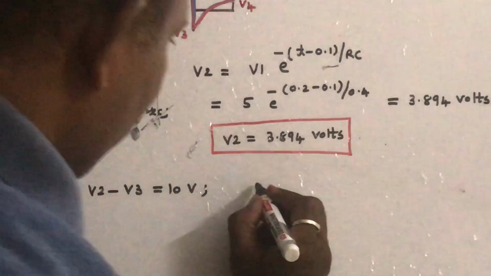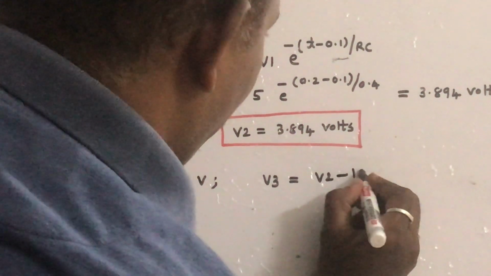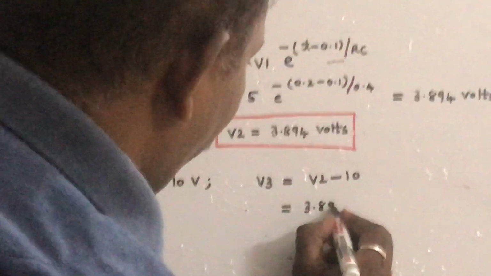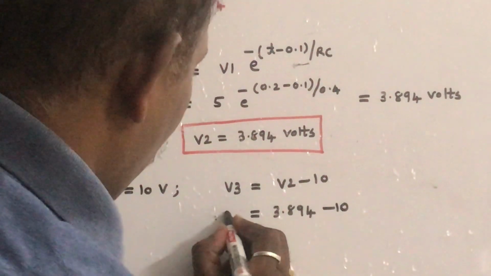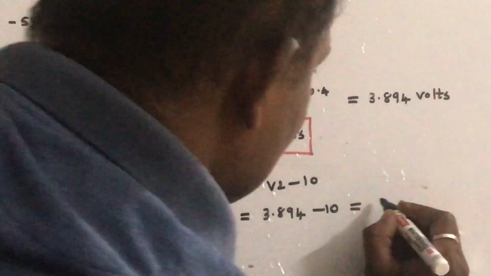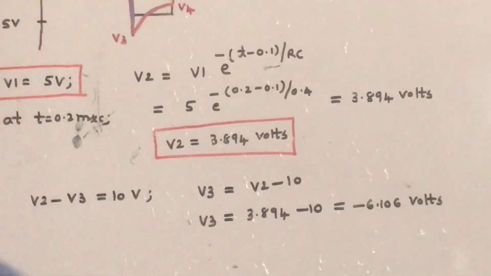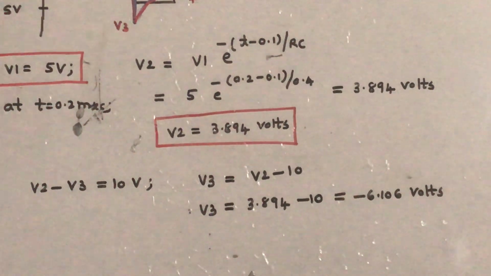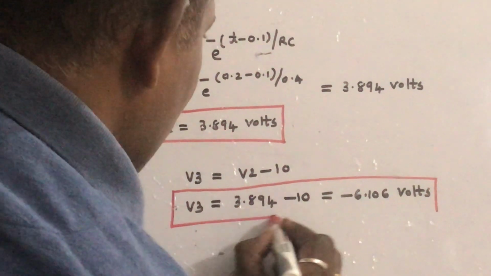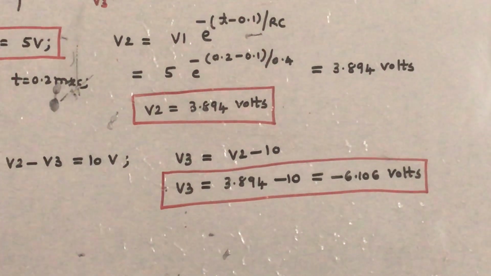But V3 we want, so therefore V3 is equal to V2 minus 10. What is V2? V2 is equal to 3.894 minus 10. So that is equal to V3. That is equal to minus 6.106 volts. So this is the value of V3, minus 6.106 volts. So we got V3. Now let us calculate V4.